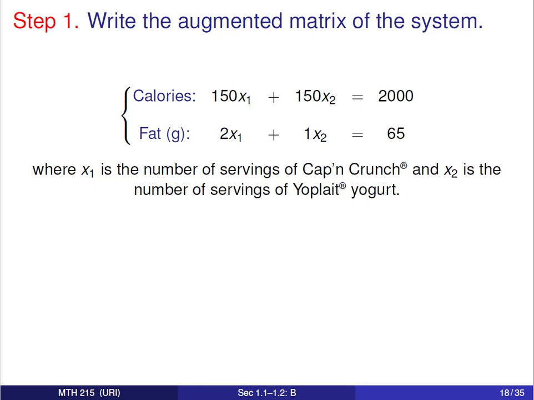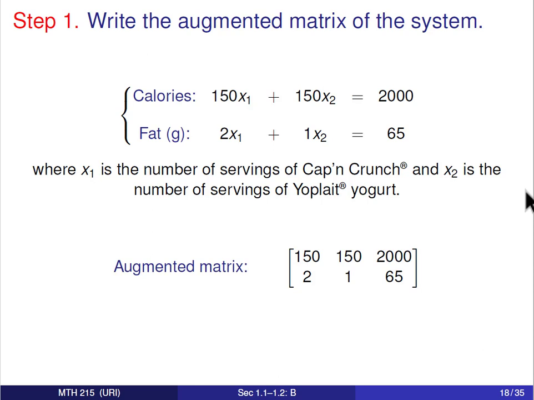You'll remember there we were talking about servings of Cap'n Crunch and Yoplait yogurt and letting x1 and x2 be the number of servings we ate of each of those in a day. What we wanted to do was balance our calories and fat using the right number of servings of each of those. So we had set up two equations in a system there. And what we're going to do now is apply the steps that we saw described there. We're going to go through them step by step.